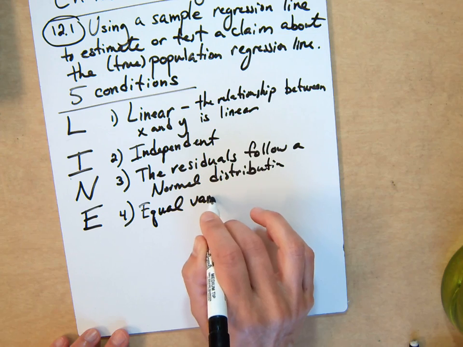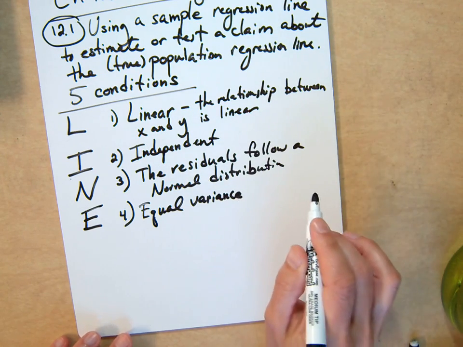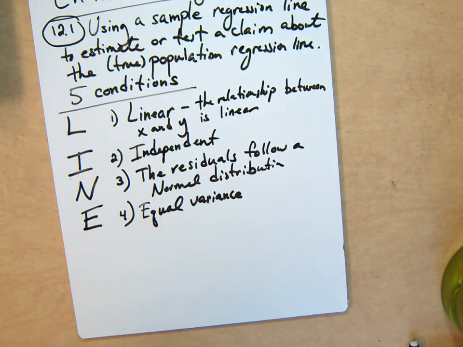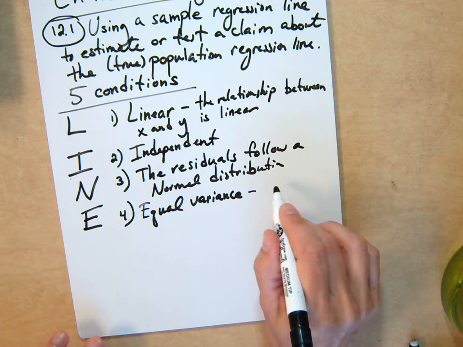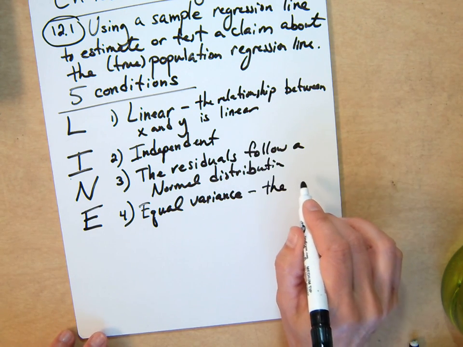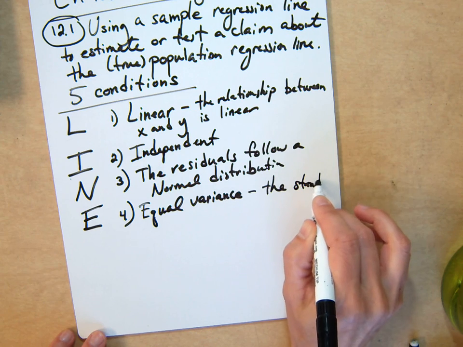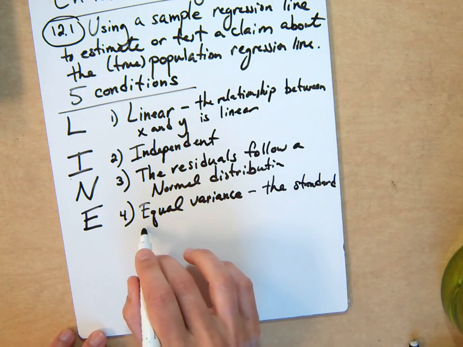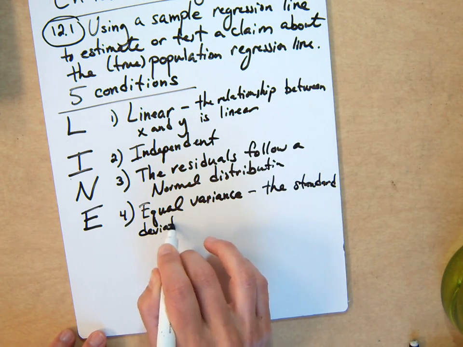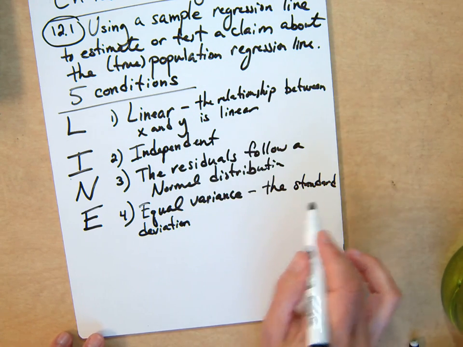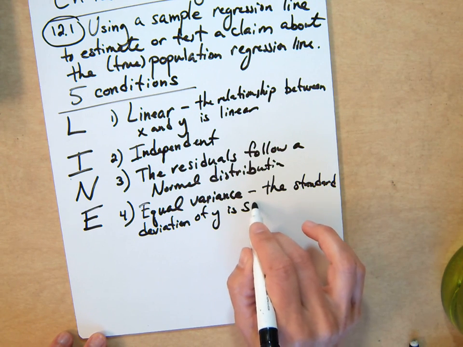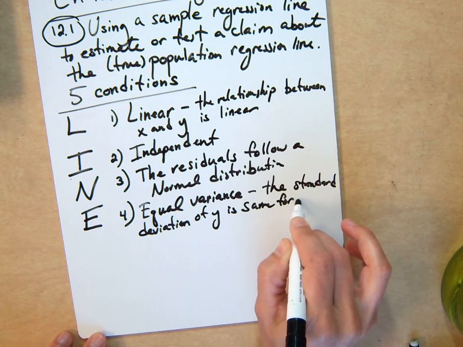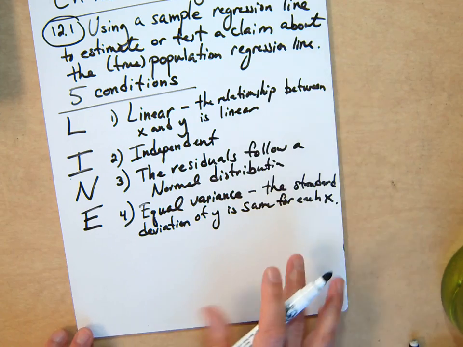And condition 4, which we haven't seen before, is E for equal variance. That means that for any x value, the y's around it vary about the same. Another way of saying that is the standard deviation of y is the same for all x. I'll show you a picture in the example. The standard deviation is a measure of how much variance there is, so the standard deviation of y is roughly the same for each x.